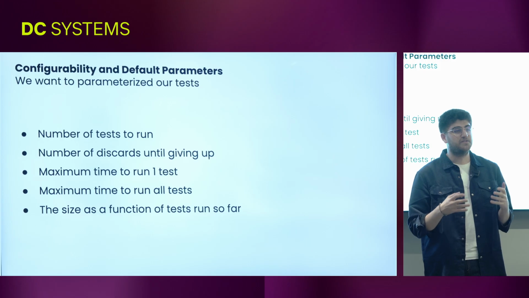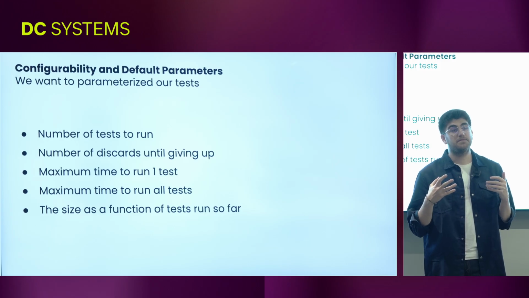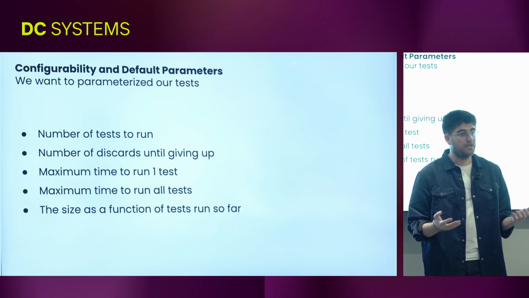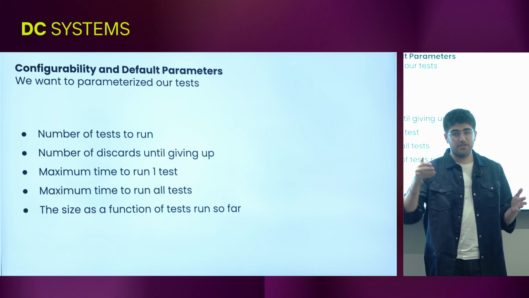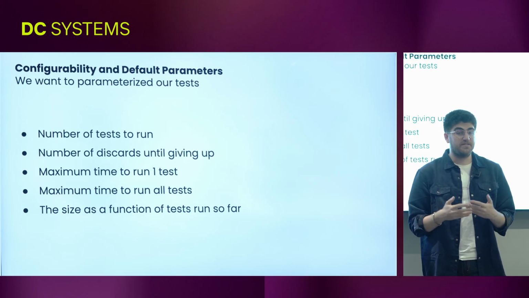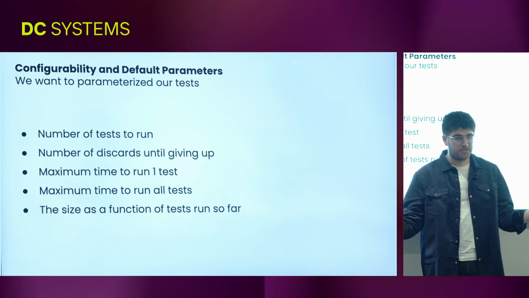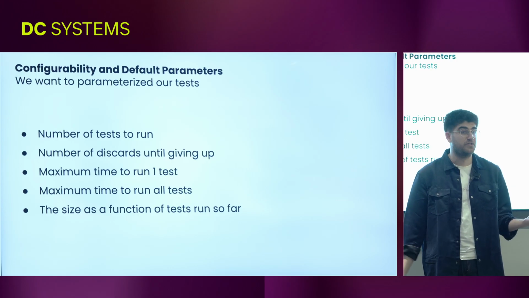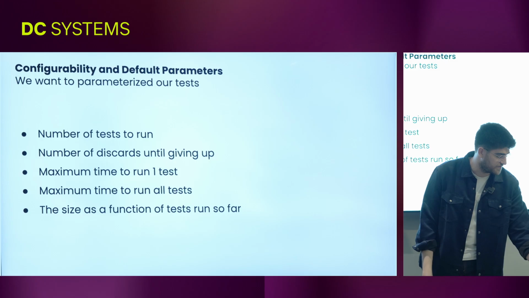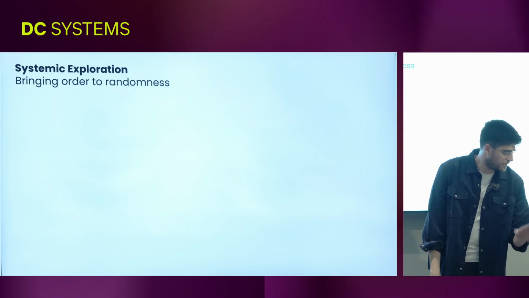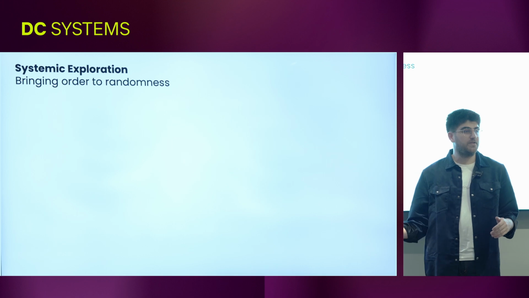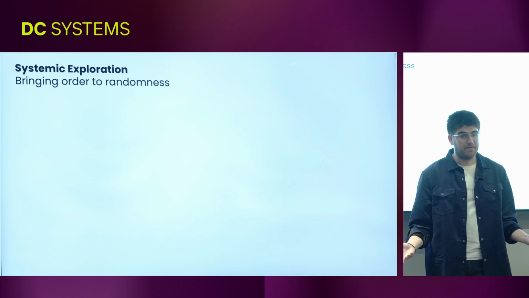Some of the generators take a size parameter, and in most of the libraries you're able to provide that from outside. Sometimes you want to generate really large structures, and sometimes you want to test your stuff on small ones, and you of course want sensible defaults for all of them. So with that, we go into the systematic exploration.